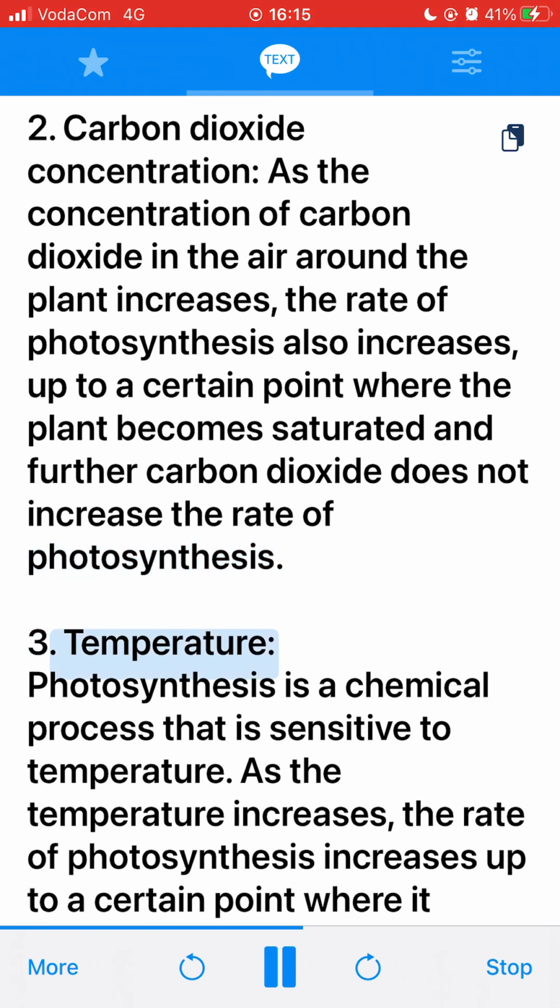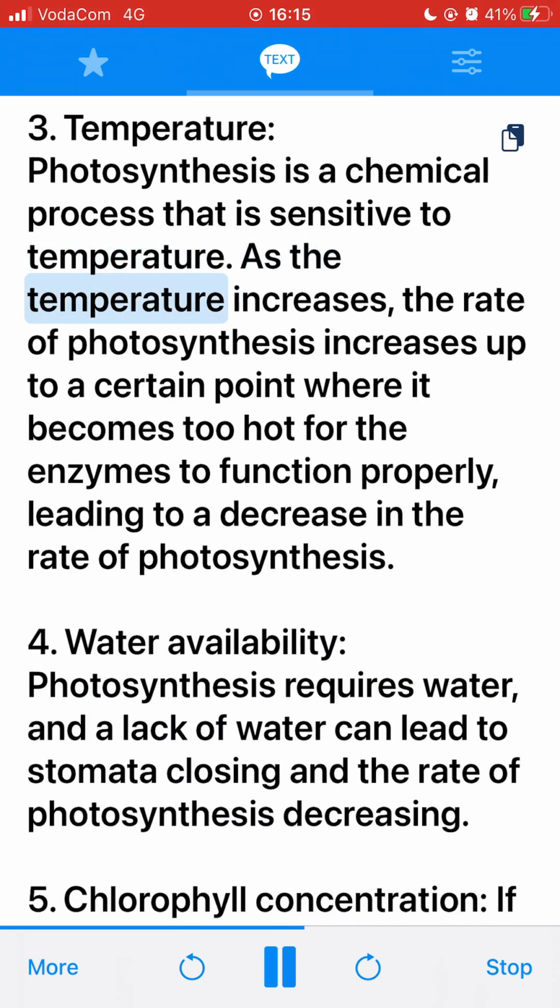3. Temperature. Photosynthesis is a chemical process that is sensitive to temperature. As the temperature increases, the rate of photosynthesis increases up to a certain point where it becomes too hot for the enzymes to function properly, leading to a decrease in the rate of photosynthesis.